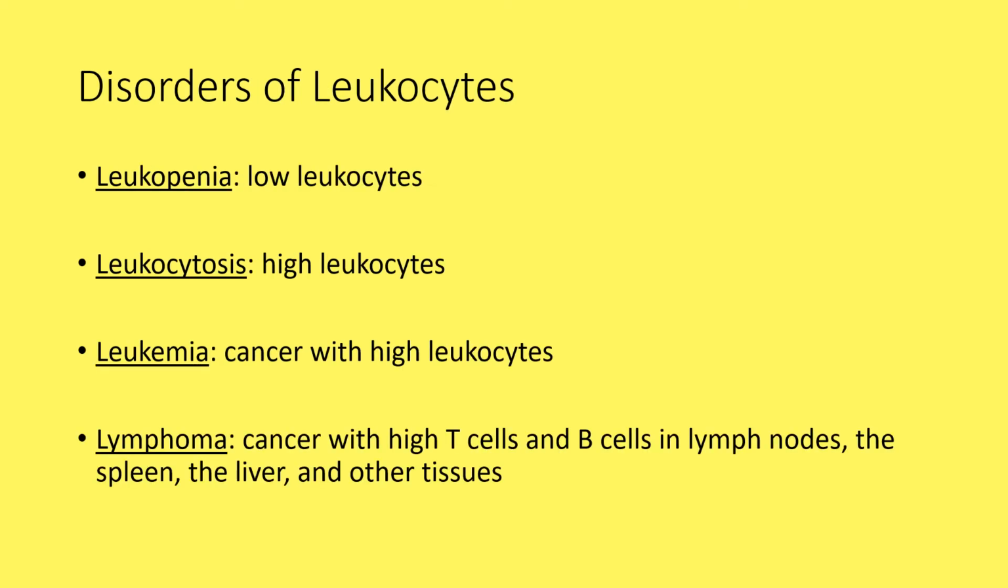There are different disorders associated with the leukocytes. Leukopenia is low numbers of leukocytes. Leukocytosis is high numbers. Leukemia is a type of cancer with high leukocytes. Lymphoma is a type of cancer where you have high T cells and B cells in the lymph nodes. They can also be in the spleen, the liver, or in other tissues.